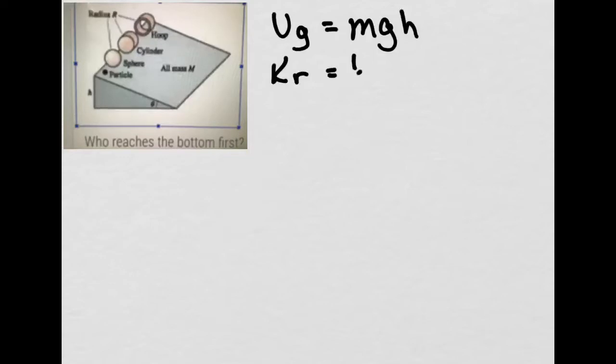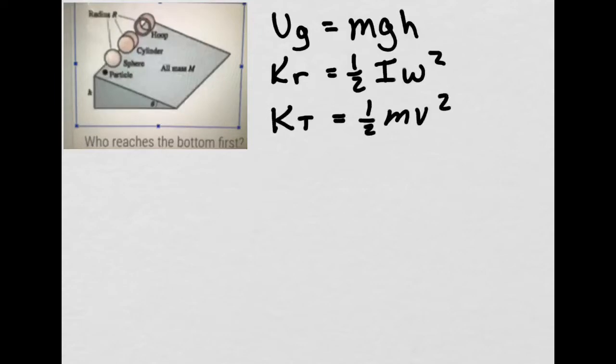So the types of energies that can be in this problem are the gravitational potential energy, which is mgh, the kinetic energy due to rotation, which is 1/2 I omega squared, and the kinetic energy of translation, which is 1/2 mv squared. Those are the three different energies that we have.